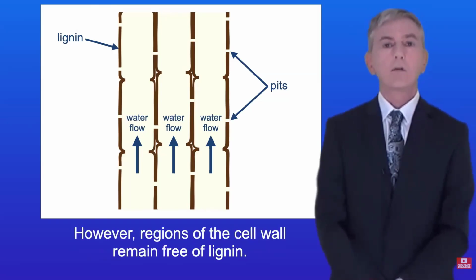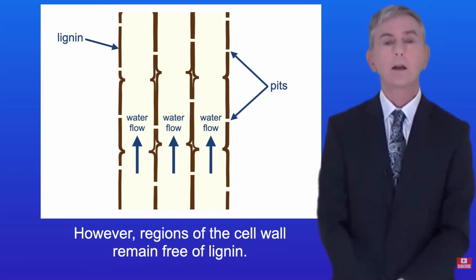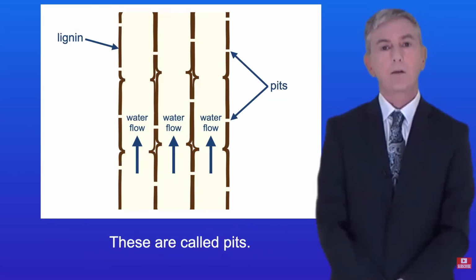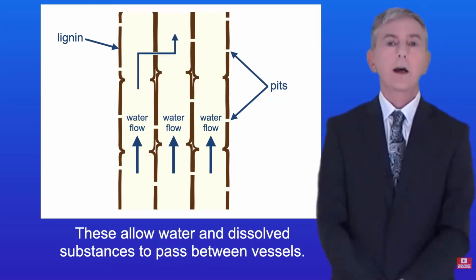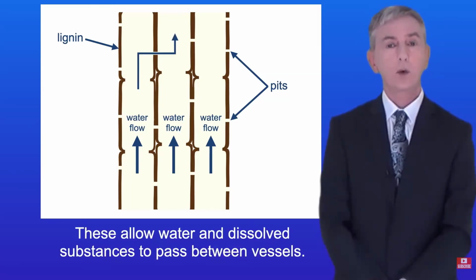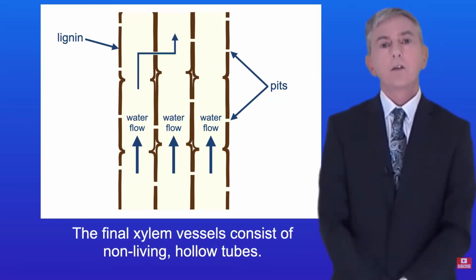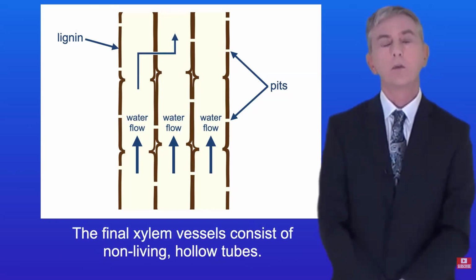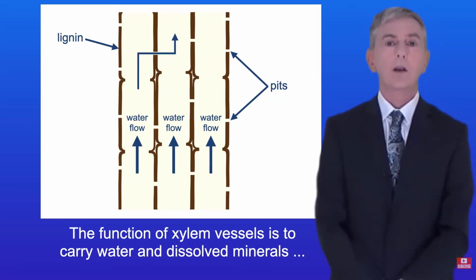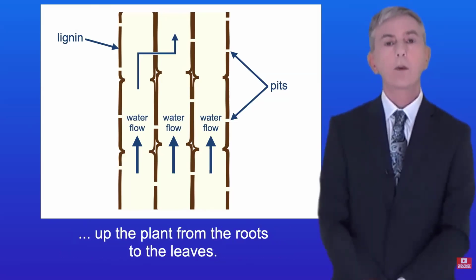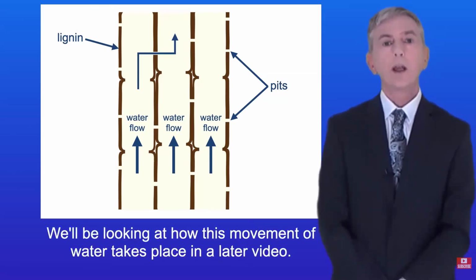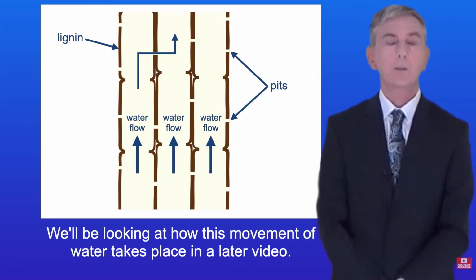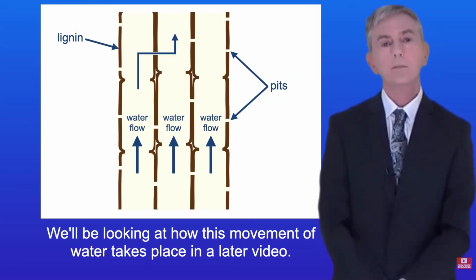However, regions of the cell wall remain free of lignin. These are called pits, and these allow water and dissolved substances to pass between vessels. So the final xylem vessels consist of non-living hollow tubes, and the function of xylem vessels is to carry water and dissolved minerals up the plant from the roots to the leaves. We'll be looking at how this movement of water takes place in a later video.